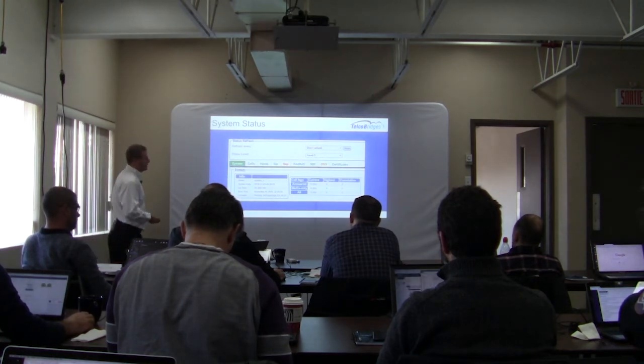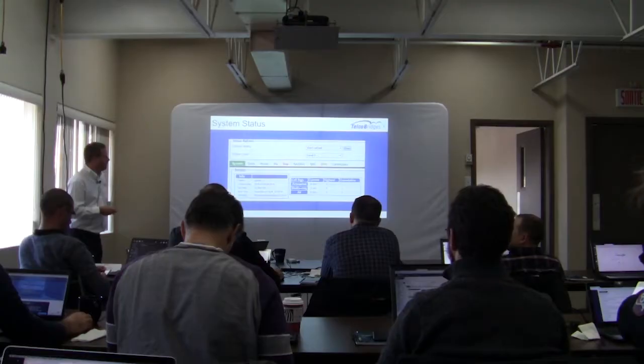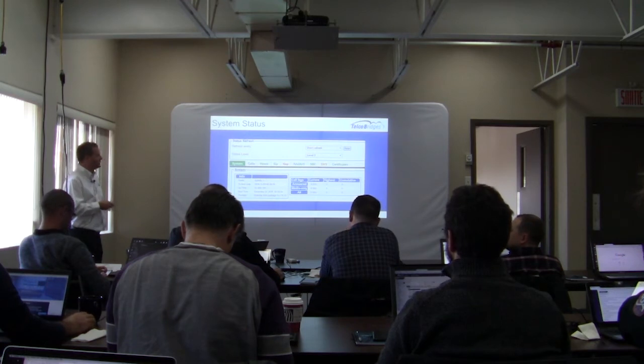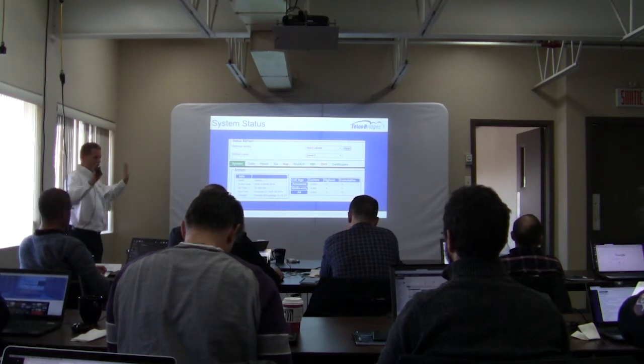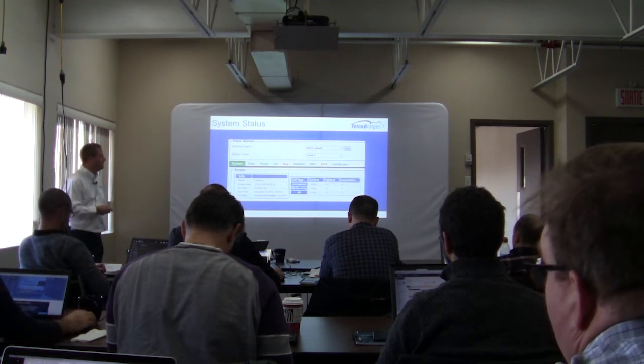Yeah, so you have here the system status. When you click on the status button, you get just an overview of the system. System is like the first page, the welcome page. We saw that before. Here you can have the number of calls in the system. Hosts is your redundant servers, or maybe you just have one, maybe you have two, so you'll see them here.